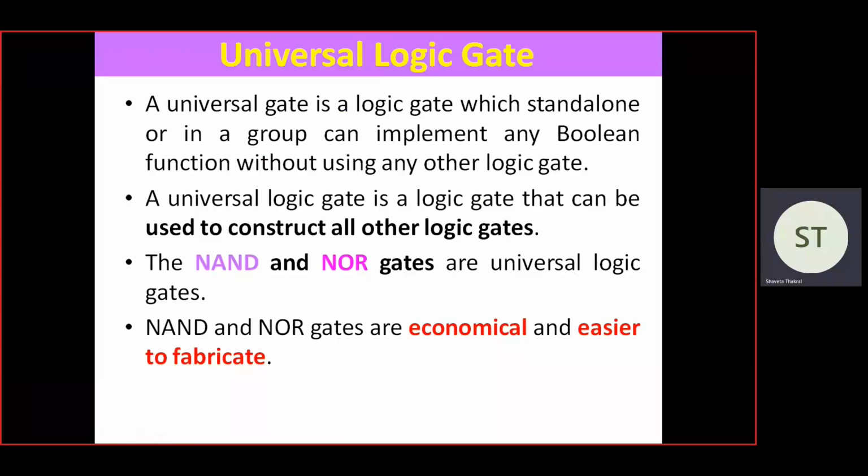So how do we define a universal logic gate? A universal logic gate is a logic gate which, standing alone or in a group, can implement any Boolean function, any complex or big Boolean function, without using any other logic gate. With the help of a universal logic gate, we can construct the other logic gates. We have two universal logic gates, NAND gate and NOR gate, and with their help we can design any other logic gate.